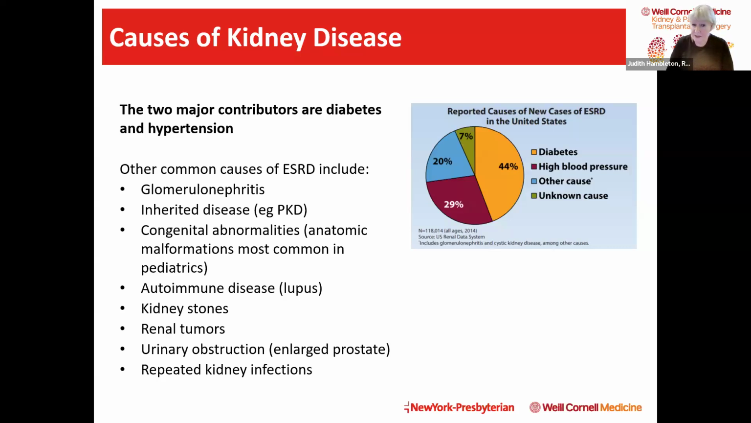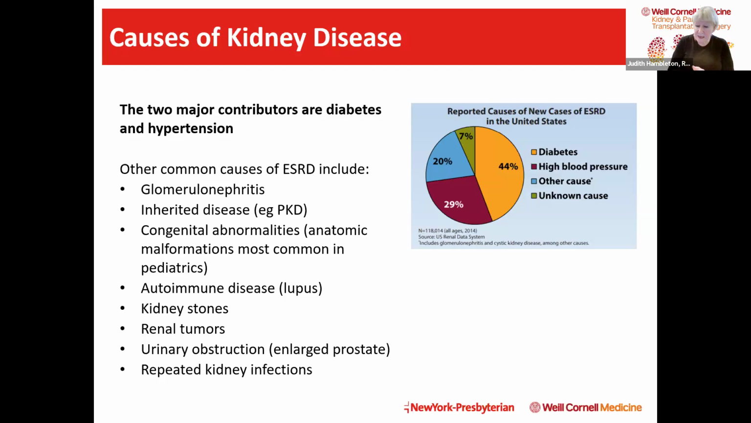There are inherited diseases, where polycystic kidney disease is probably the most common. And then we also have Alport's, which is something else that we see. Congenital abnormalities are where there is some form of anatomic malformation. This is very common when we're talking about pediatric patients with kidney disease. That may be from birth, and these things have to be surgically corrected before the transplant could even take place.